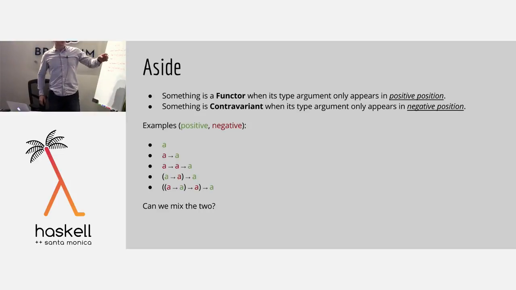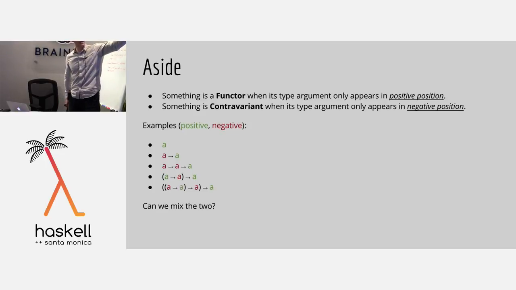So an intuition for this is, we already covered the function arrow, right? So we jumped ahead a little bit, but a functor is something where the type argument appears only in what we call positive position, okay? And something is contravariant when its type argument appears only in negative position. If you have a mix, you can't be either, okay?